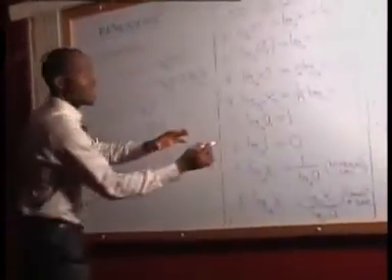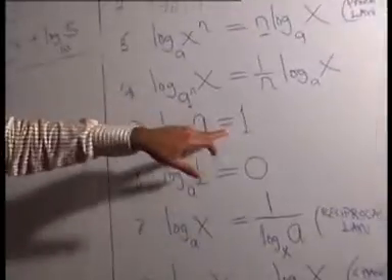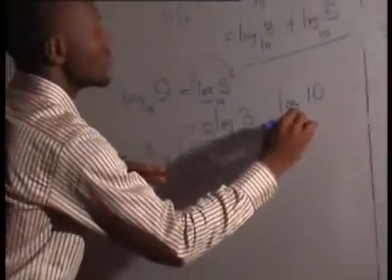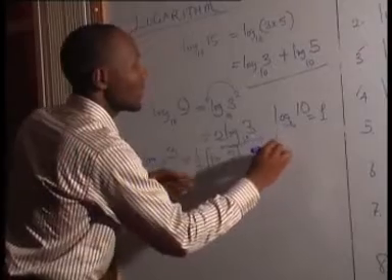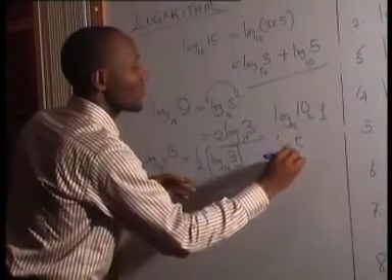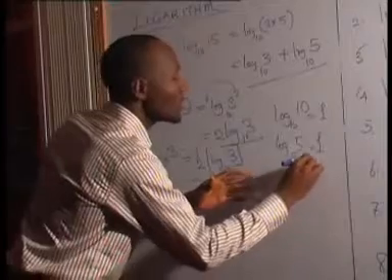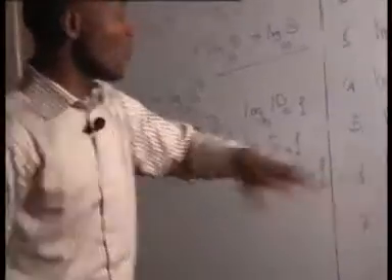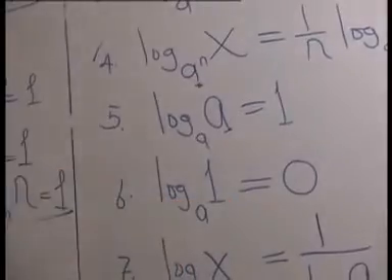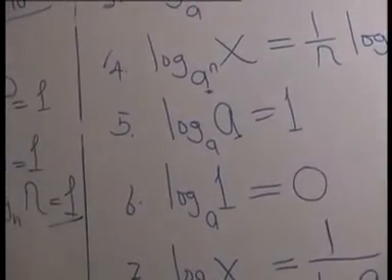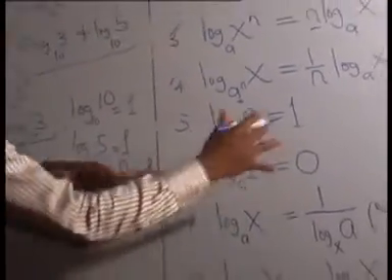And the fifth law says that the logarithm of any number to the same base is what? 1. So that means the logarithm of 10 to base 10 is what? 1. The logarithm of 5 to base 5 is what? 1. The logarithm of n to base n is the same thing as 1. So the sixth one, the logarithm of 1 is always what? 0. That's the sixth law. Logarithm of 1 is always 0.